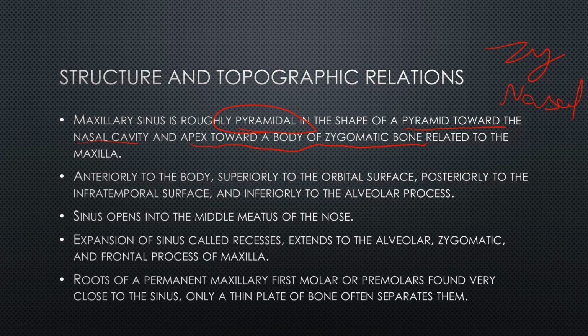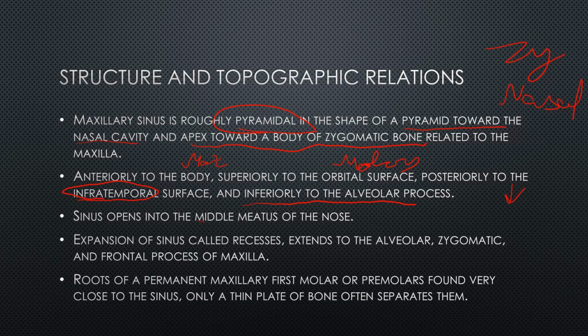Anteriorly to the body, superiorly to the orbital surface, posteriorly to the infratemporal surface, and inferiorly to the alveolar process. So what does it mean? It is anterior to the body of the maxilla, superior to the orbital surface, posterior to the infratemporal surface, the infratemporal bone and the infratemporal space, and inferior down towards the alveolar process.